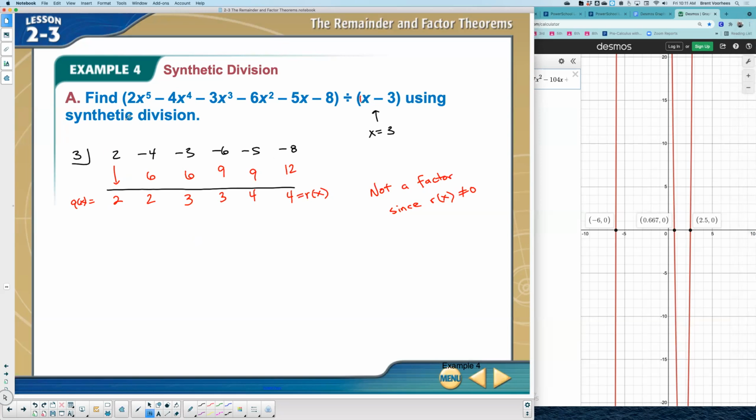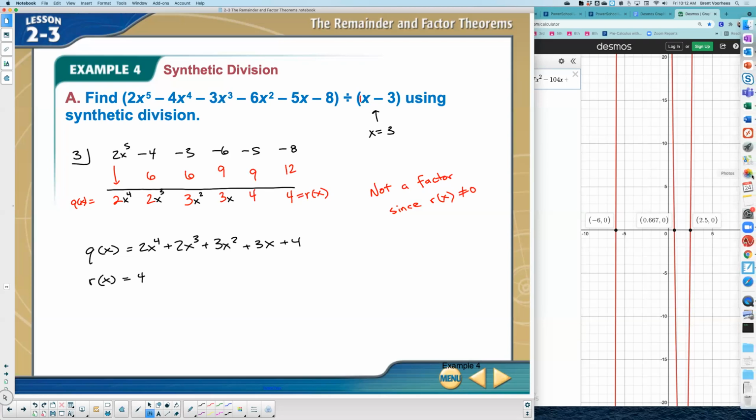So what do I now do with the power? I started as x to the 5th. When it drops down, it drops the power. So it becomes x to the 4th, x cubed, x squared, x, no power. So my quotient would be 2x to the 4th plus 2x cubed plus 3x squared plus 3x plus 4. That 4 is the end of the quotient. This 4 is the remainder.